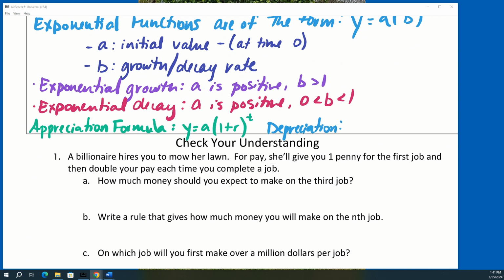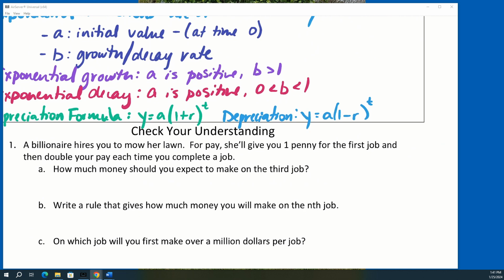How do you think the depreciation formula is going to be different? Minus, good. It's going to be 1 minus r raised to the t. And then sometimes it's raised to the t minus 1 on both of those. It just depends on what you're given.